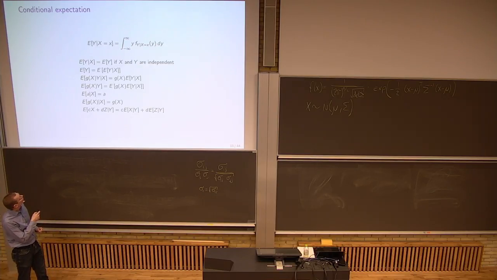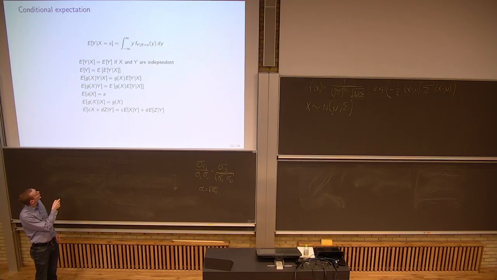Now we can go a little bit further than this. If you take the expectation of a function of x and part of y, given information about x, well, x is a random variable, so given x, then g of x is a constant. We can take the constant outside.